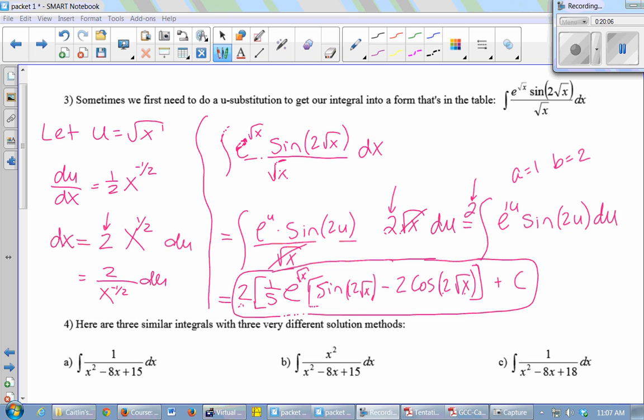Any other questions? Where stuff came from? So using the table is often just an exercise in very carefully copying down the formula and plugging in the right stuff. Yes?